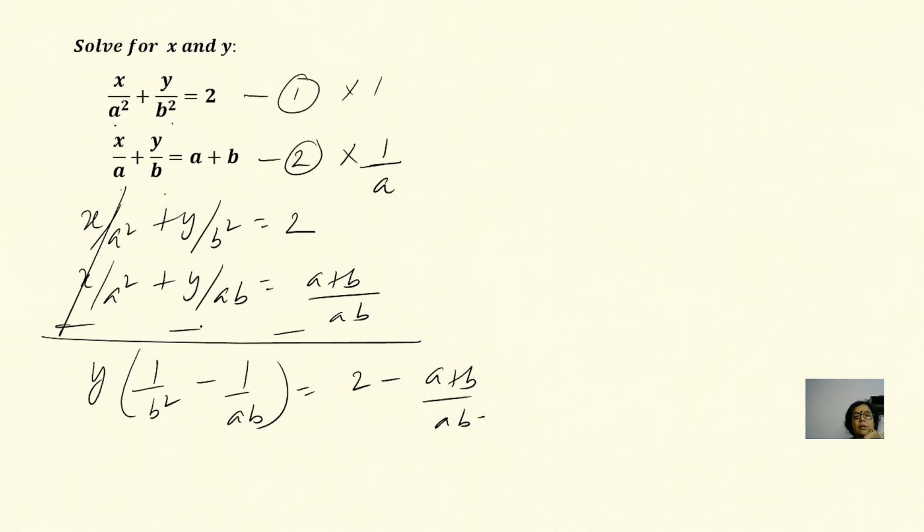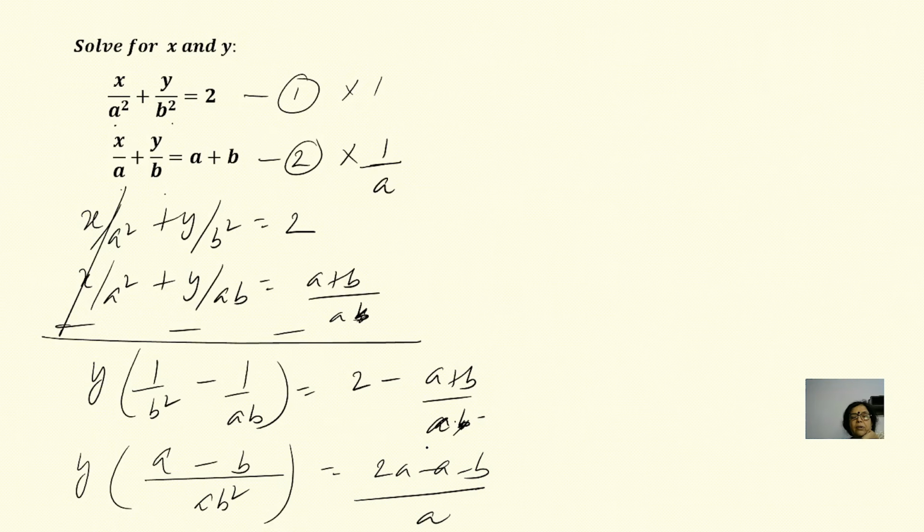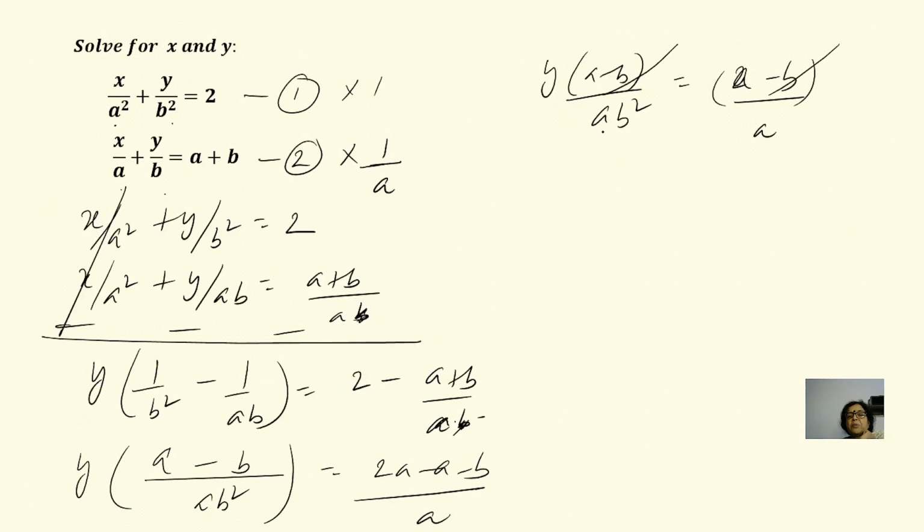Sorry, I have divided by a, so here it will be only a, not b. Now take the LCM here, the LCM is ab squared. So this becomes a minus b is equal to 2a minus b by a. The left hand side becomes y into a minus b by ab squared is equal to 2a minus b by a. So a minus b gets cancelled, a gets cancelled, so y is equal to b squared.